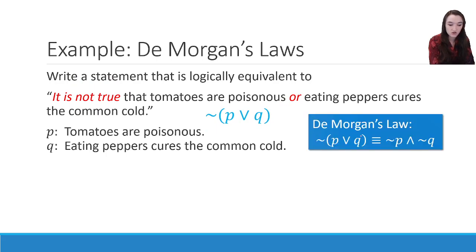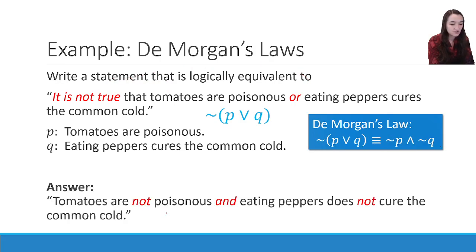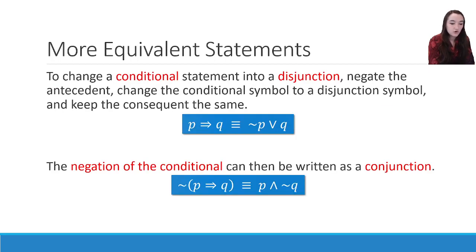By De Morgan's law, we know that this is equivalent to negation of P and negation of Q. So we can distribute this not to each piece as long as we change our or to an and. So tomatoes are not poisonous and eating peppers does not cure the common cold. Knowing this law is going to be very important for being able to answer what is a logically equivalent verbal statement as well.